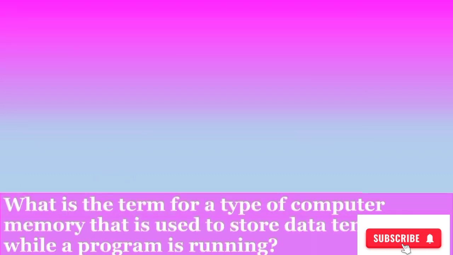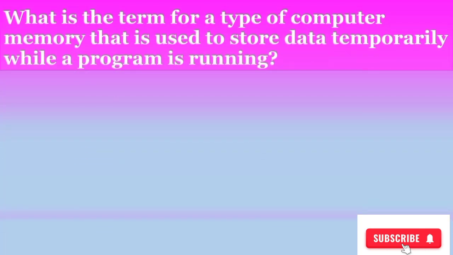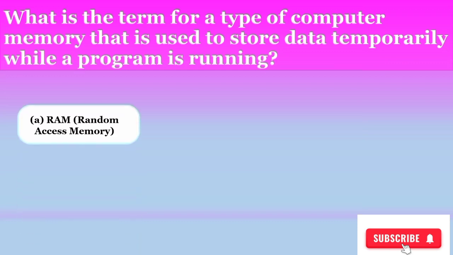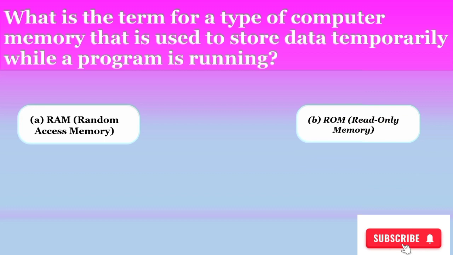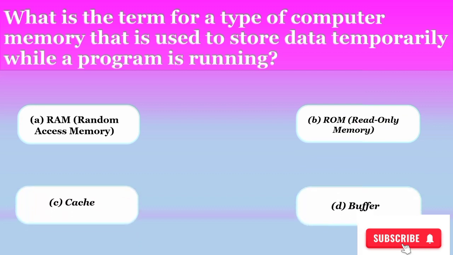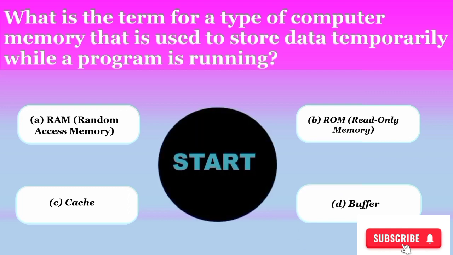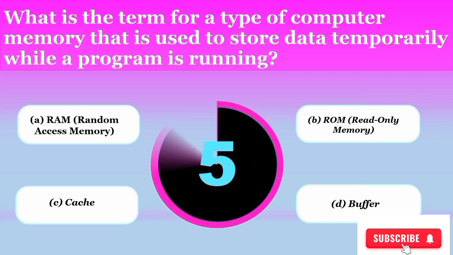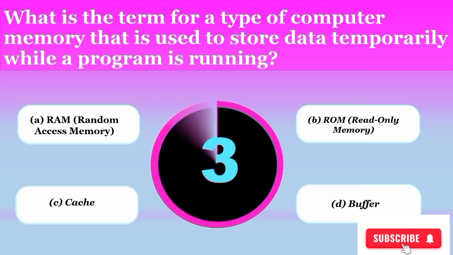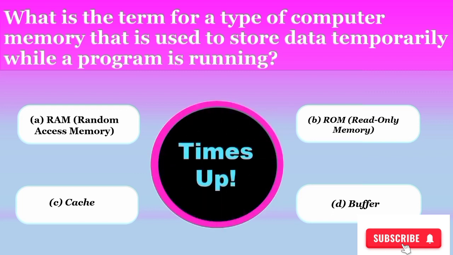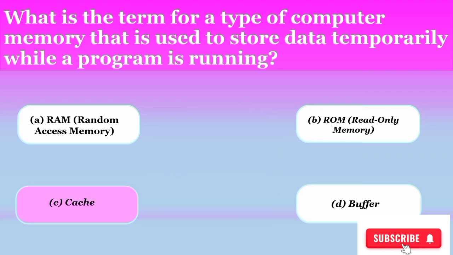What is the term for a type of computer memory that is used to store data temporarily while a program is running? A. RAM. B. ROM. C. Cache. D. Buffer. The correct option is option C, cache.